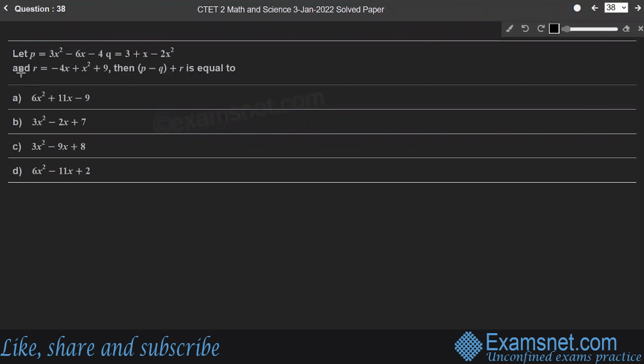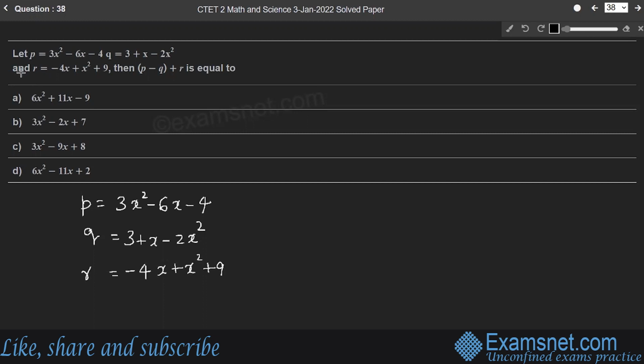Question number 38. Let P is equal to 3x square minus 6x minus 4, Q is equal to 3 plus x minus 2x square, R is minus 4x plus x square plus 9. Then P minus Q plus R is equal to. So, P is 3x square minus 6x minus 4, Q is 3 plus x minus 2x square, and R is minus 4x plus x square plus 9.